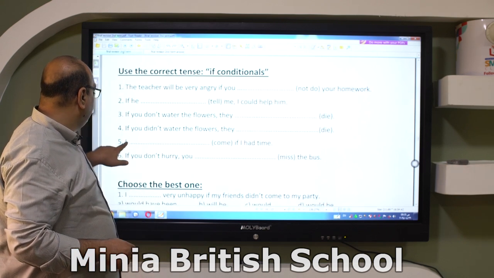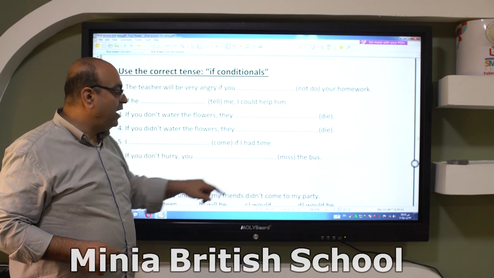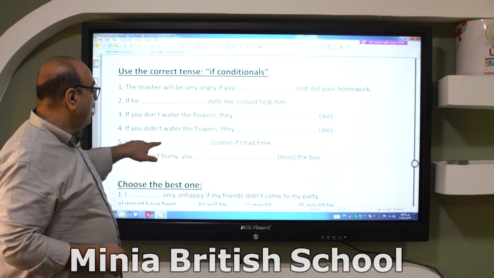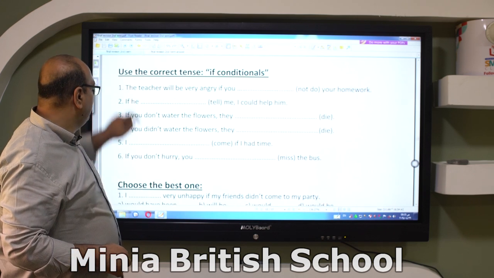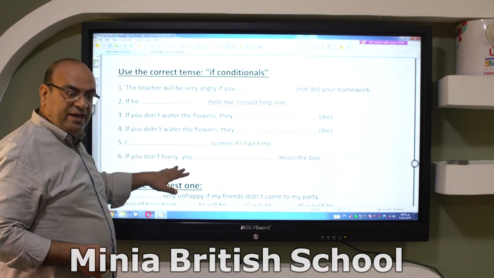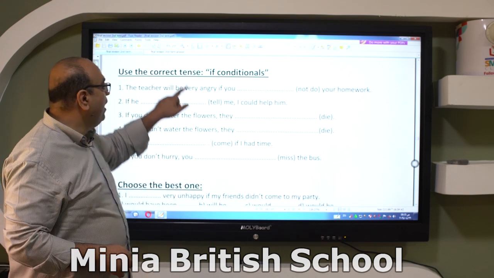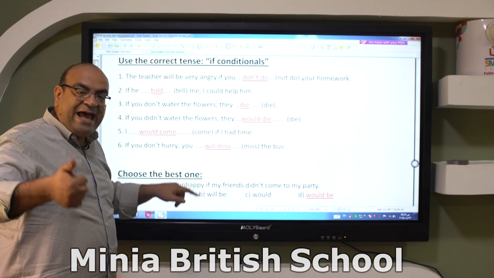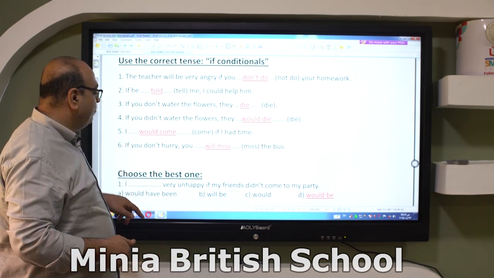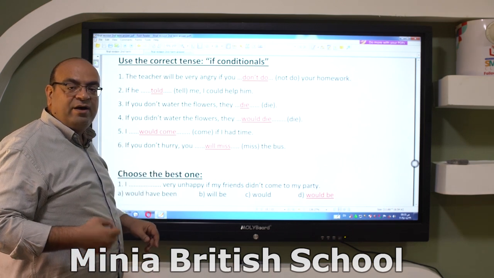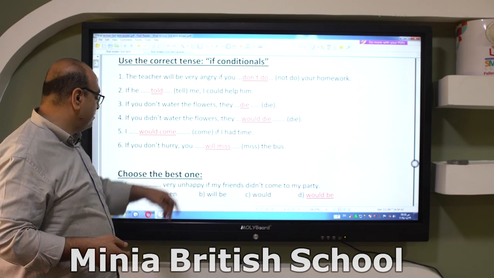Number 5, I would come if I had time. Past. I would come. If you don't hurry, you will miss the bus. Can miss the bus. Right? I can put also must or may instead.